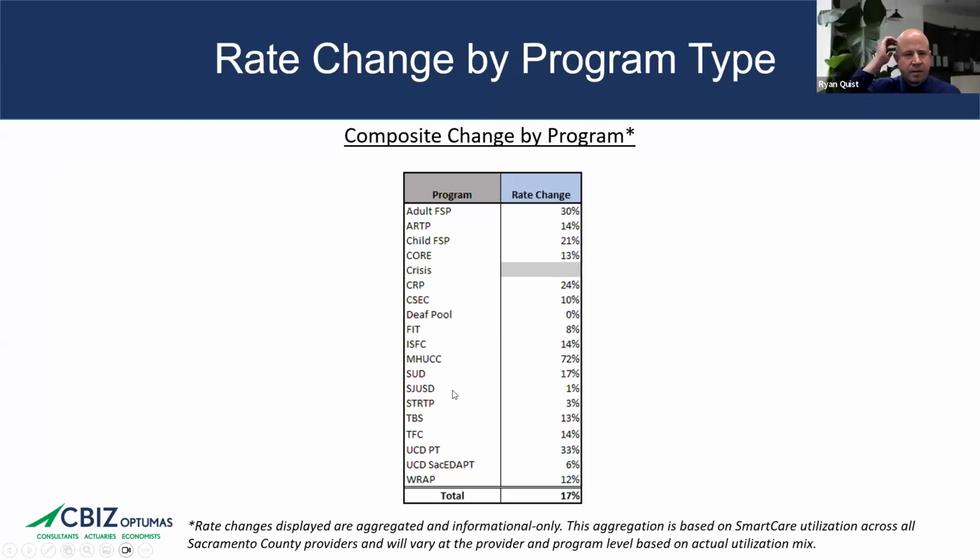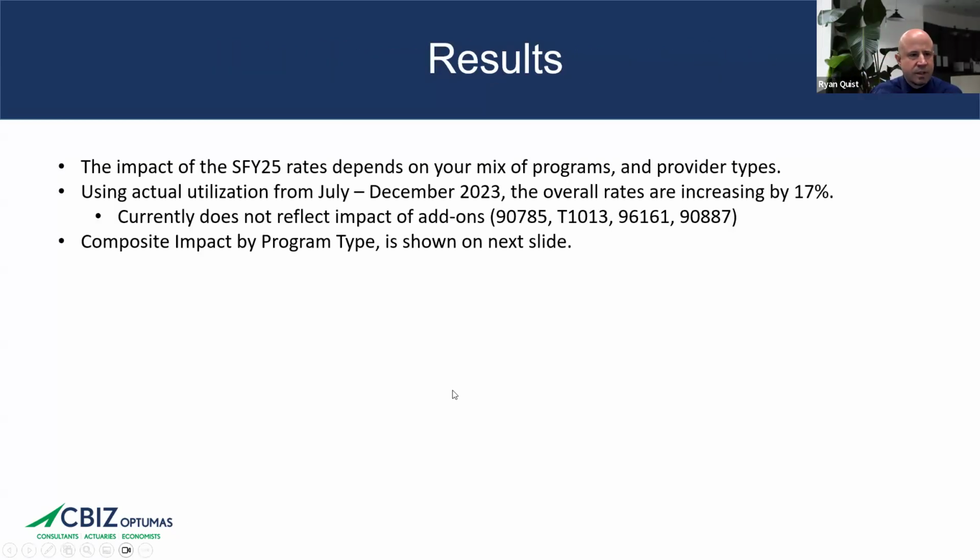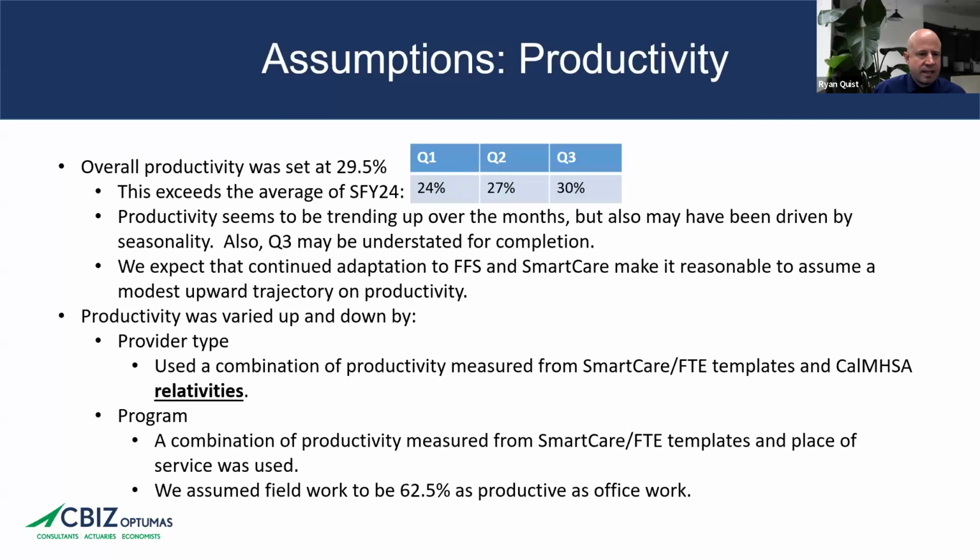I'm sorry, Barry, before you go on, could you go back 2 slides really quick? Could you talk about that 62.5% and how it relates to the 30%? Does that question make sense?